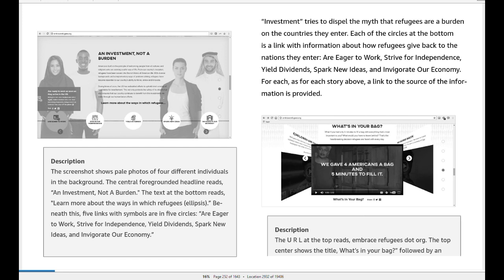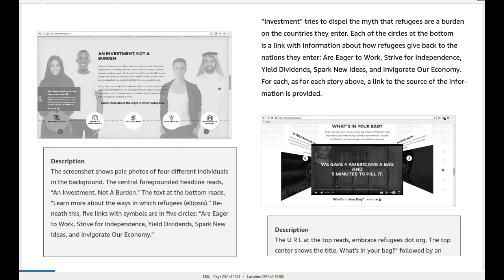Investment tries to dispel the myth that refugees are a burden on the countries they enter. Each of the circles at the bottom is a link with information about how refugees give back to the nations they enter: are eager to work, strive for independence, yield dividends, spark new ideas, and invigorate our economy. For each, as for each story above, the link to the source of the information is provided. The URL at the top of the photo reads embracerefugees.org.